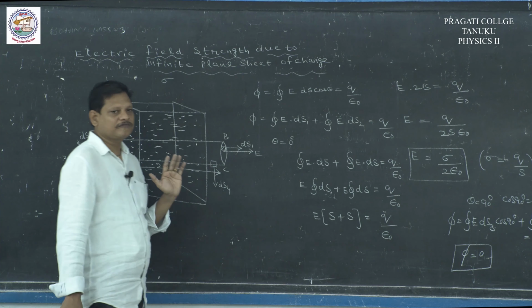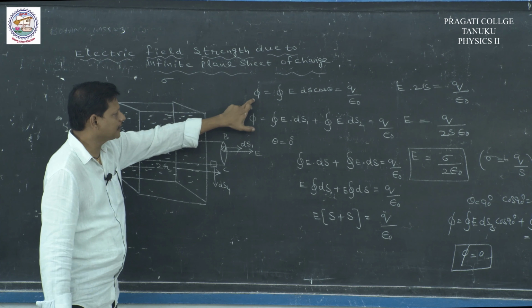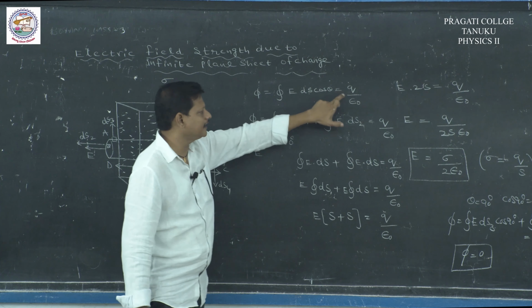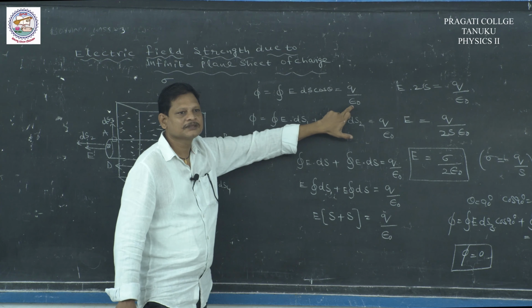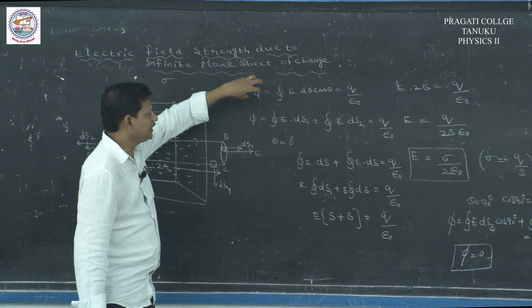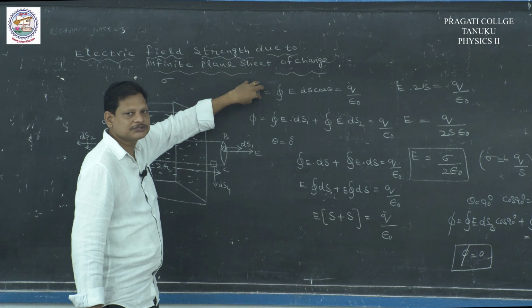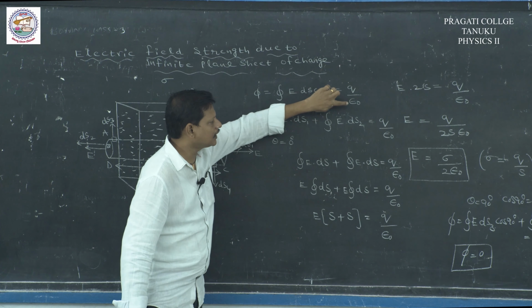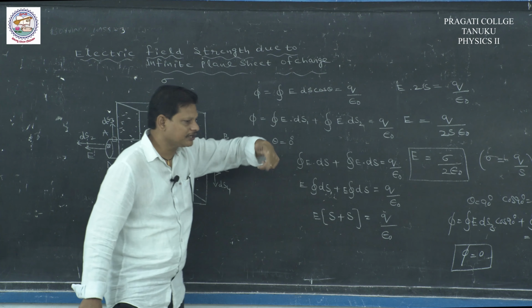We know from Gauss's law, phi is equal to integral E ds cos theta is equal to q by epsilon naught. Again, what is meant by Gauss's law? The total electric flux through any closed surface is equal to 1 by epsilon naught times the net charge bounded by the surface.